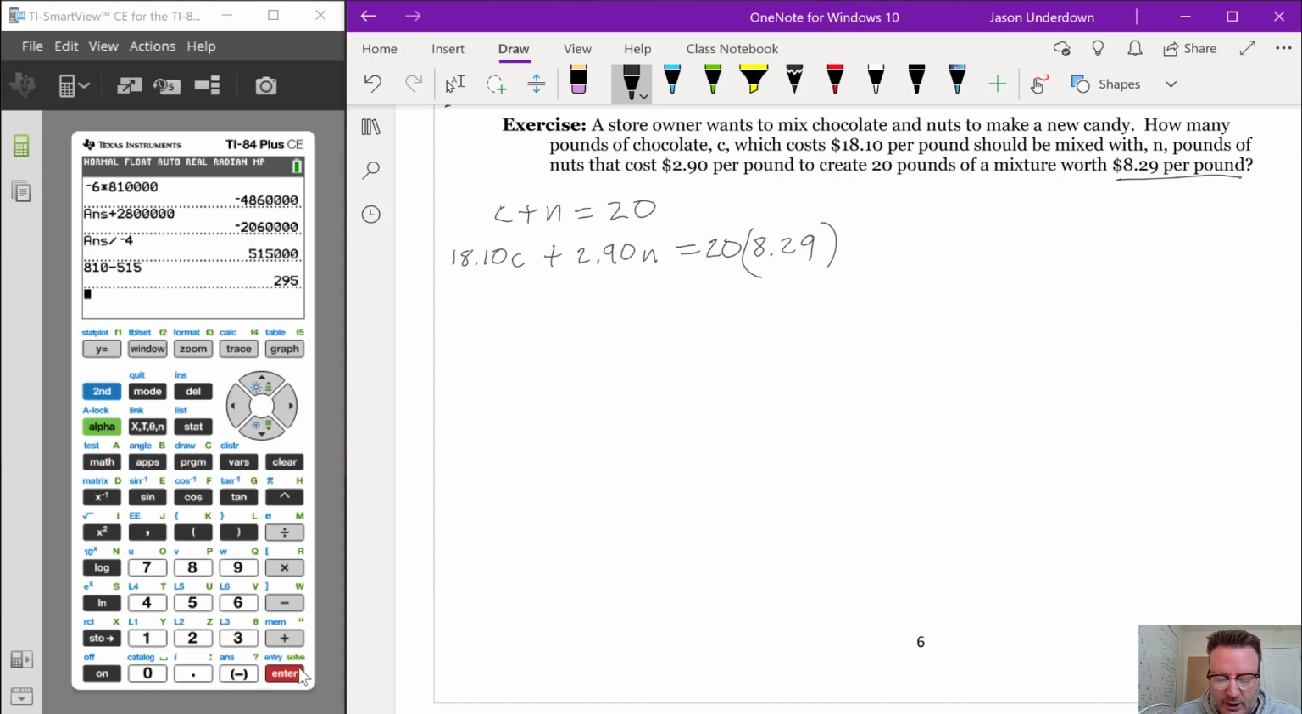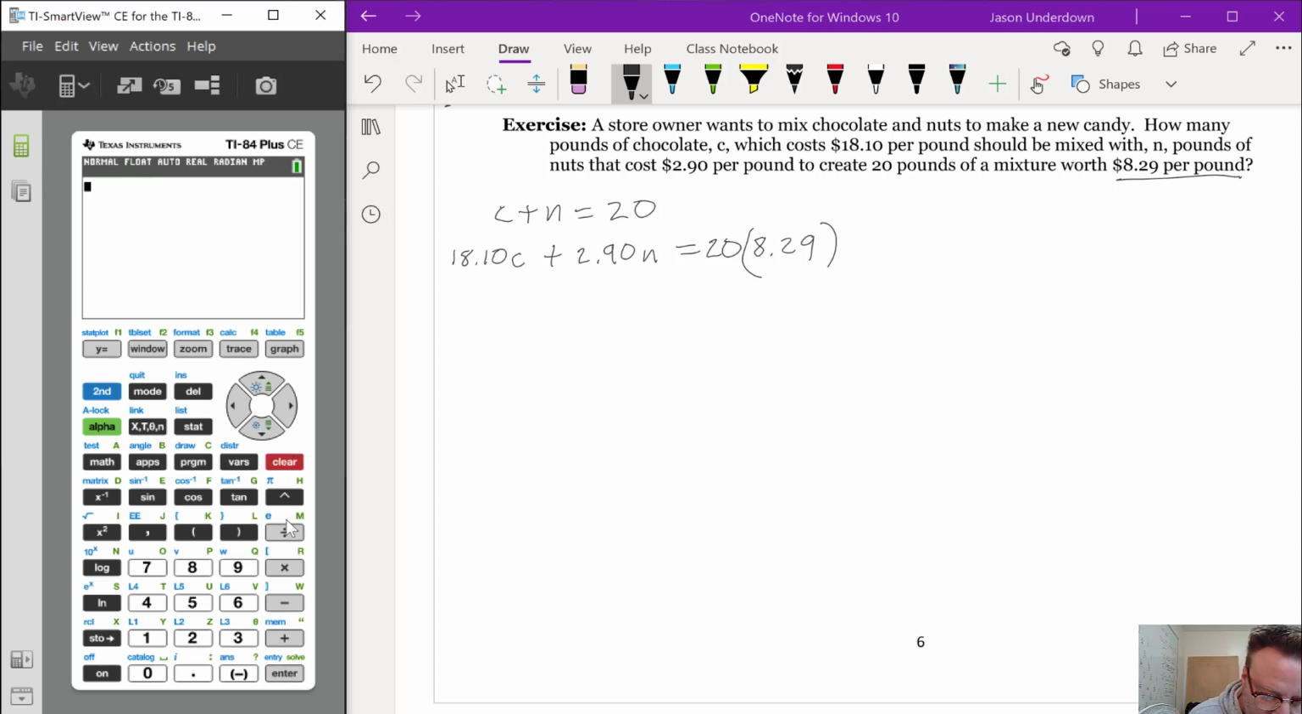Okay, first thing I'm going to do is multiply that right-hand side out. Let's see, so we get 20 times 8.29, 165.8. Okay, I'll just write that below. You know what, I think I'm going to do here is clear out the decimals again.